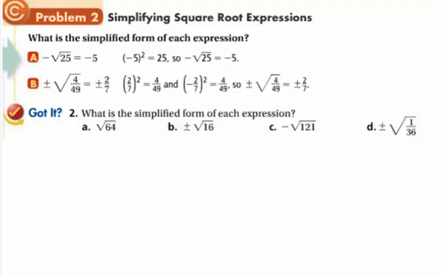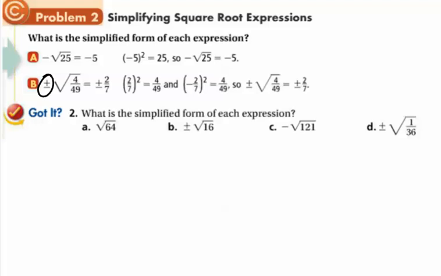When you look at part B, plus or minus the square root of 4/49. I know that the square root of 4 is 2, and I know that the square root of 49 is 7, but I have two answers possible, plus and minus, because of this. This is asking for both the principal square root and the negative square root.